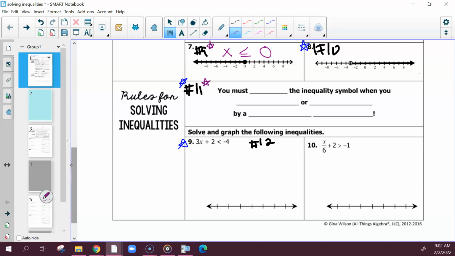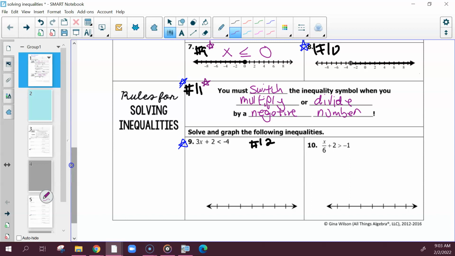So here, you must flip or switch the inequality symbol when you multiply or divide by a negative number. So you must flip or switch the sign, the inequality symbol, when you multiply or divide by a negative number. So I'm going to give you a couple examples of what that would look like.